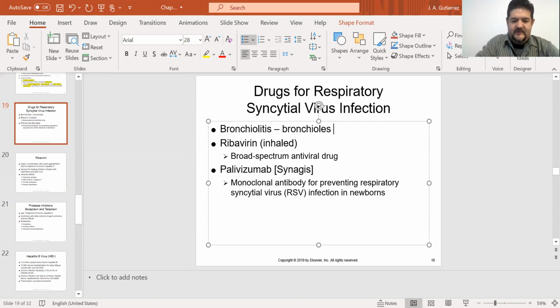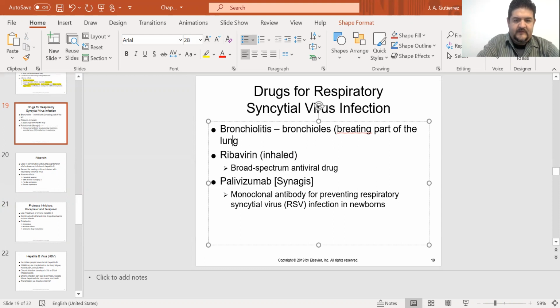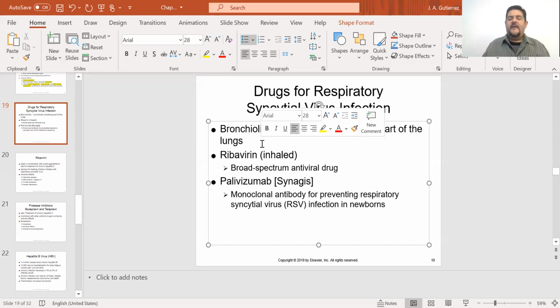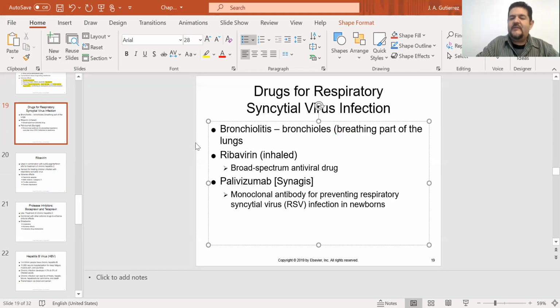And the bronchioles is the breathing part of the lungs. So bronchiolitis is more severe than bronchitis. Bronchitis, the bronchi, is just part of the windpipe. It helps move air from point A to point B. That's it. But bronchiolitis, this is where we find the functional portion of the lungs. This is where we can find the alveoli, and they are together, and we call it alveolar sac.